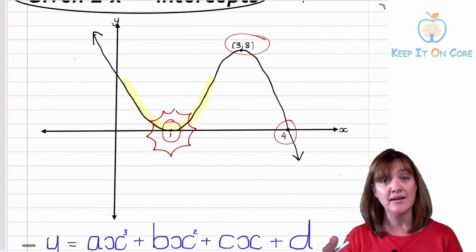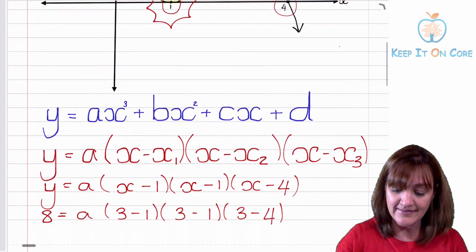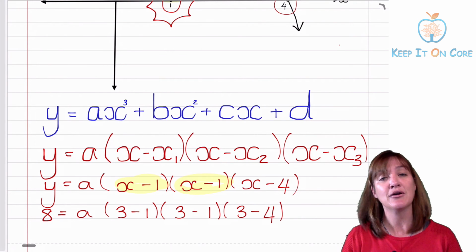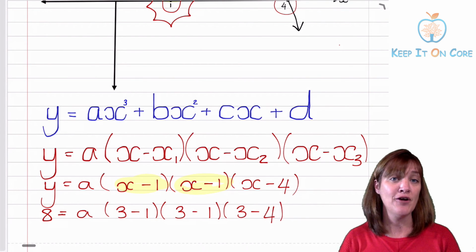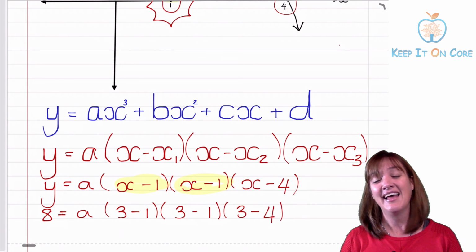If you've only got 2 x-intercepts and one of them is bouncing off the x-axis, the bouncing x-intercept gets written twice. It gets squared, and there you go. Easy enough. So we'll try another example in the next video, and let's see how we go.